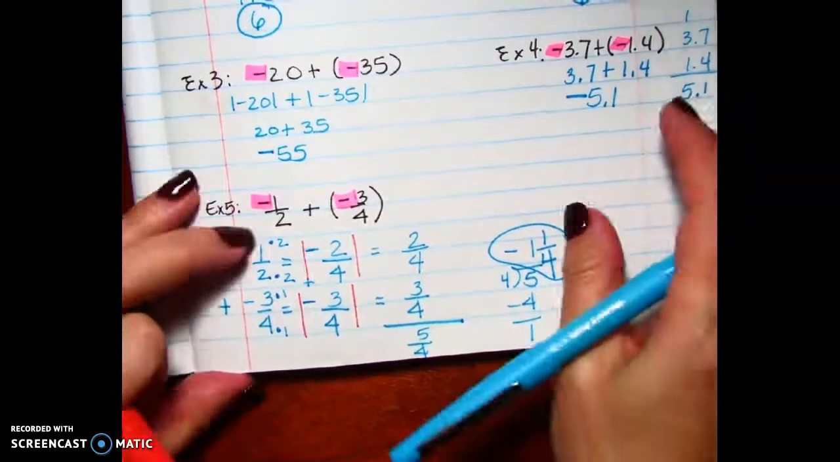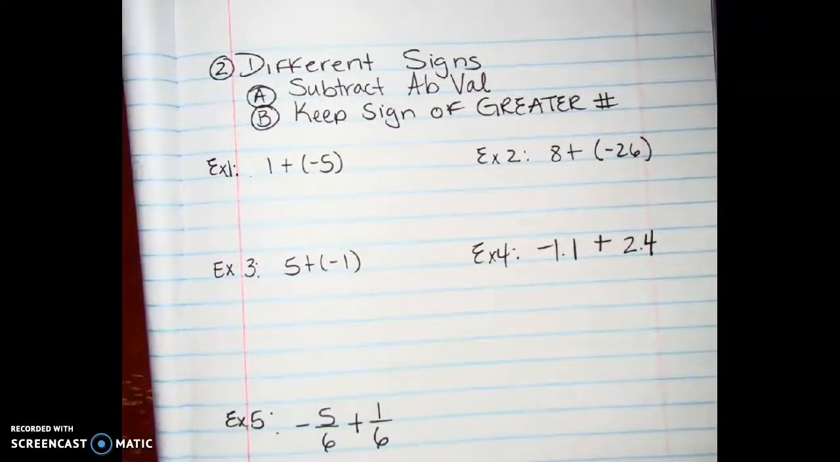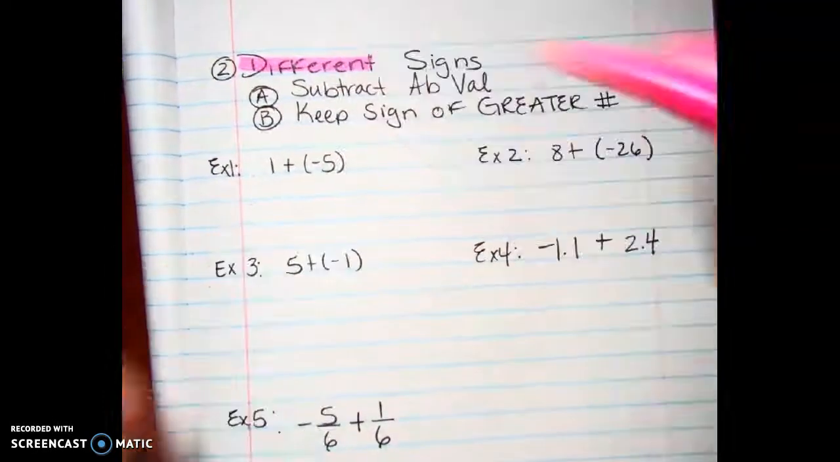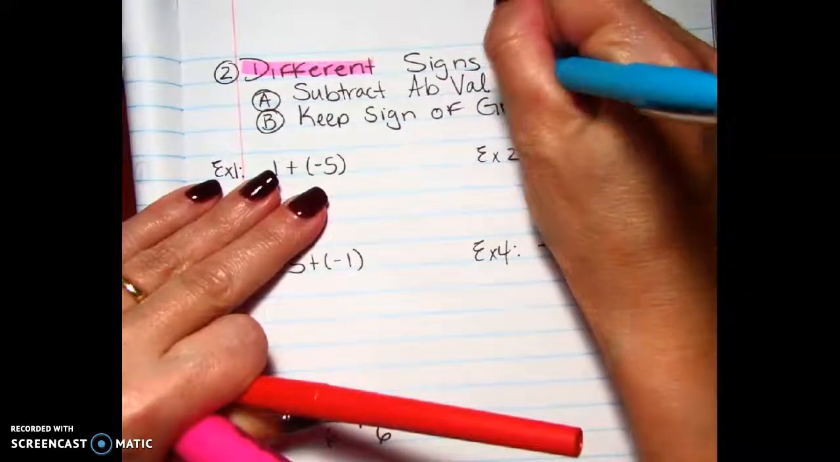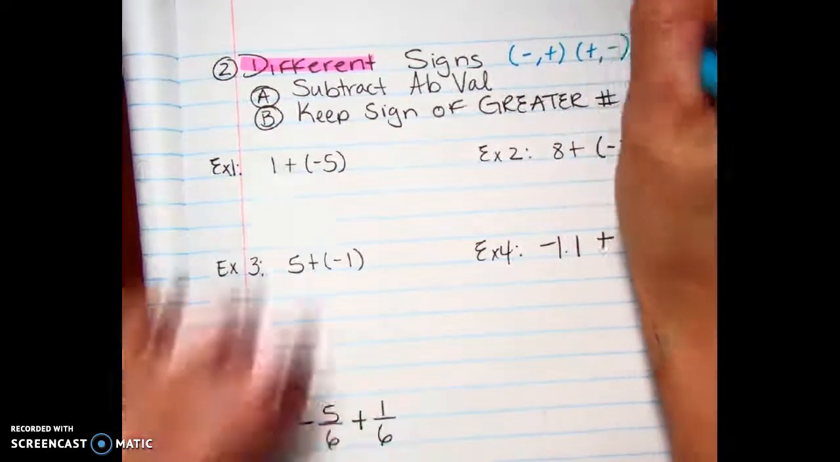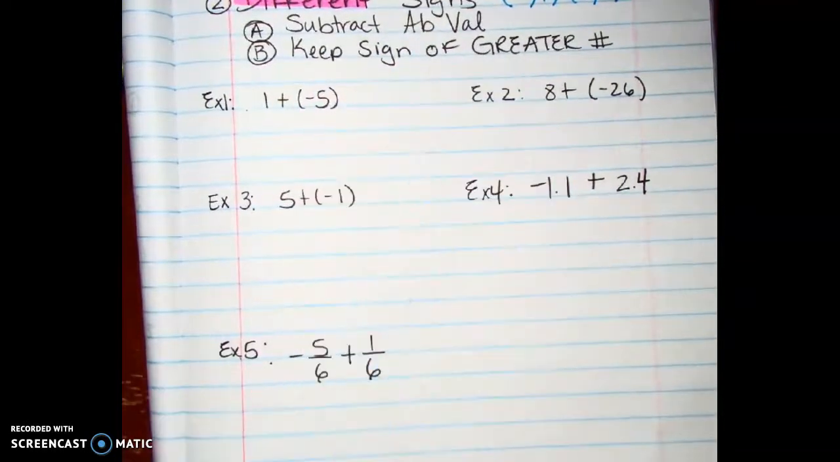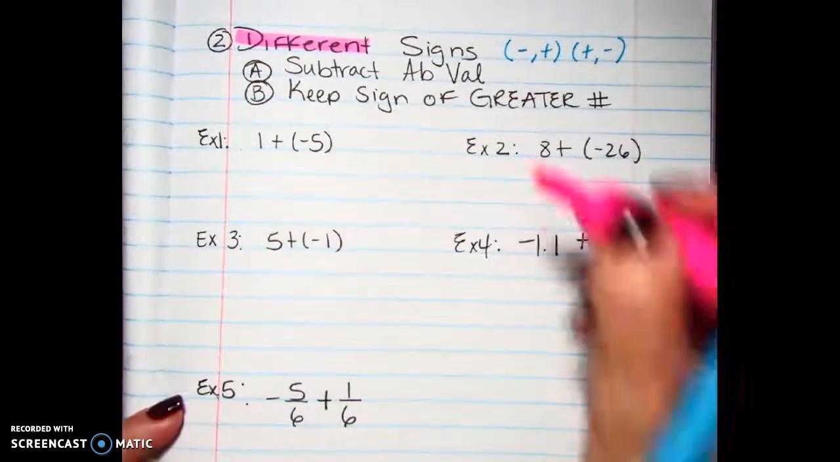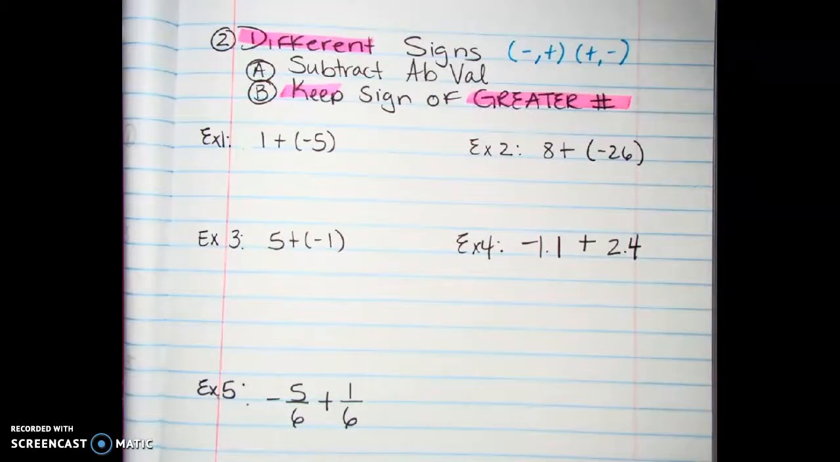Now, what if we have different signs? Here we go. Different signs means we have to do a different operation. So different signs would be if we had a negative and a positive, or a positive and a negative. Well, first we subtract the absolute value, then we have to keep the sign of the greater number. So let's take a look.